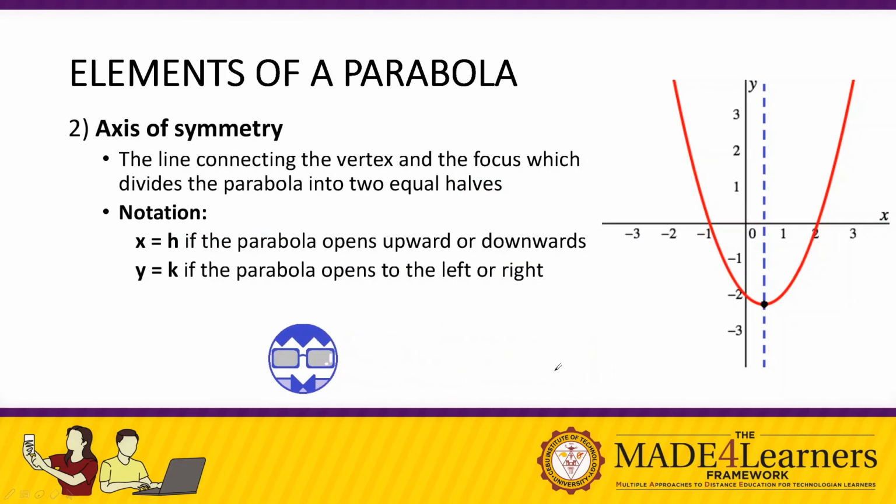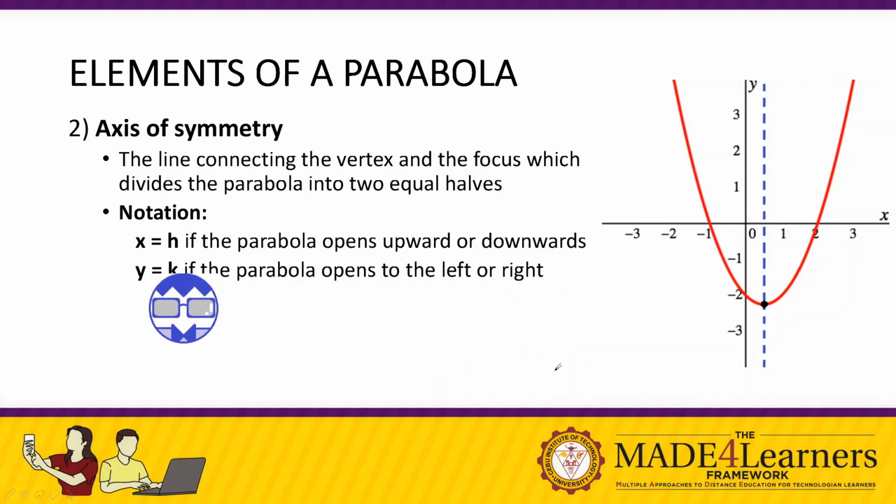Next, we have the axis of symmetry. From the term symmetry, again, it creates the mirror image. The dashed blue line here is the axis of symmetry. As you can see, it's a line connecting the vertex and the focus, which divides the parabola into two equal halves. Remember, the focus lies on the axis of symmetry. The vertex also lies on the axis of symmetry. And in fact, the axis intersects the directrix, the fixed line.